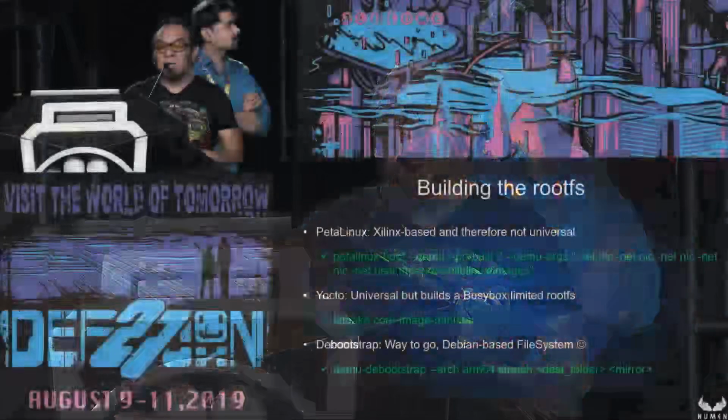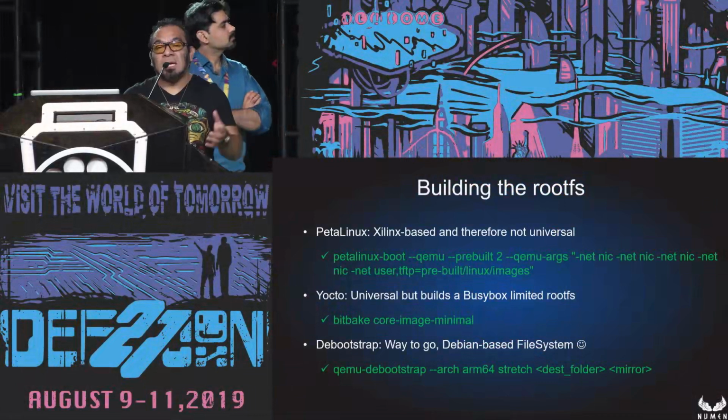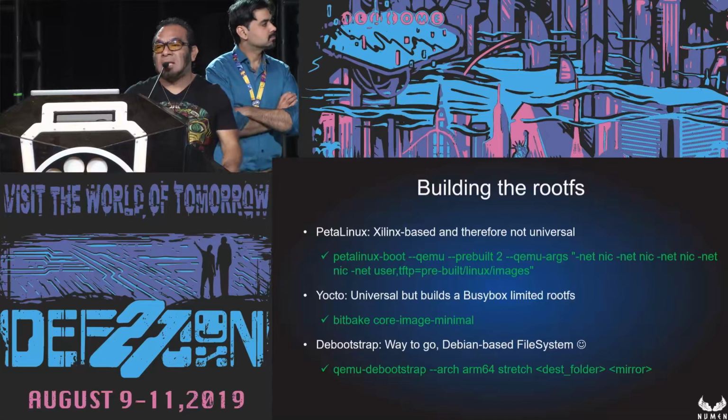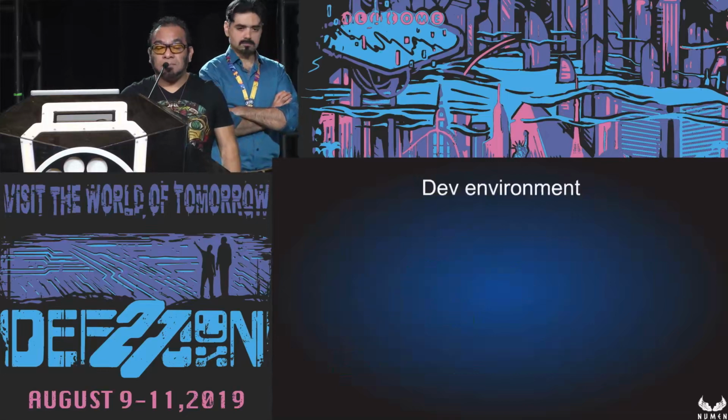So we ended up choosing debootstrap. Debootstrap allows you to have a rootfs, in this case ARM64, Debian-based flavor, so you have apt-get and you can download all the libraries. So it was the way for us to go, very recommended instead of the previous one.